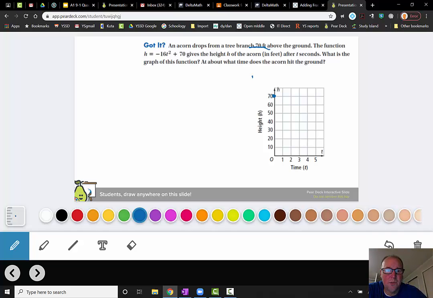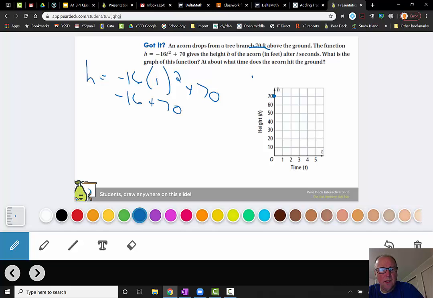So what we're going to do is plug in 1 second and square it and find out the height as we work through a table here. Alright, so essentially we're just making this table. So we find out with negative 16 times 1 plus 70, so that's going to get us down to 54 feet. So 1 second, 54.